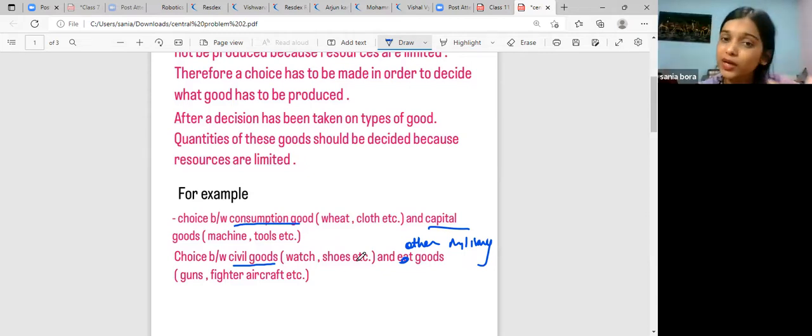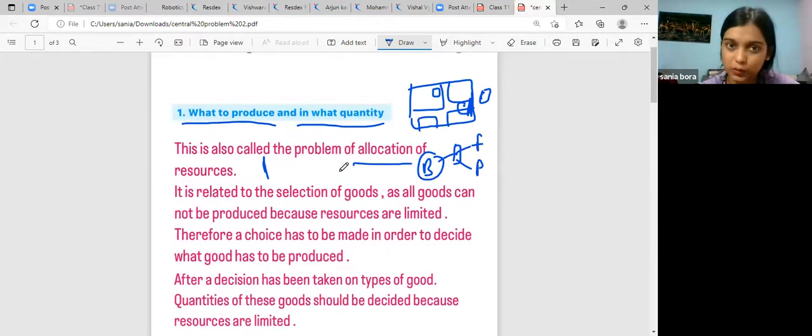Then when you have to make a choice, of course, it's a problem. And what is this problem? This is the problem of what to produce and in what quantity, right? And this is also known as the problem of allocation of resources, right?